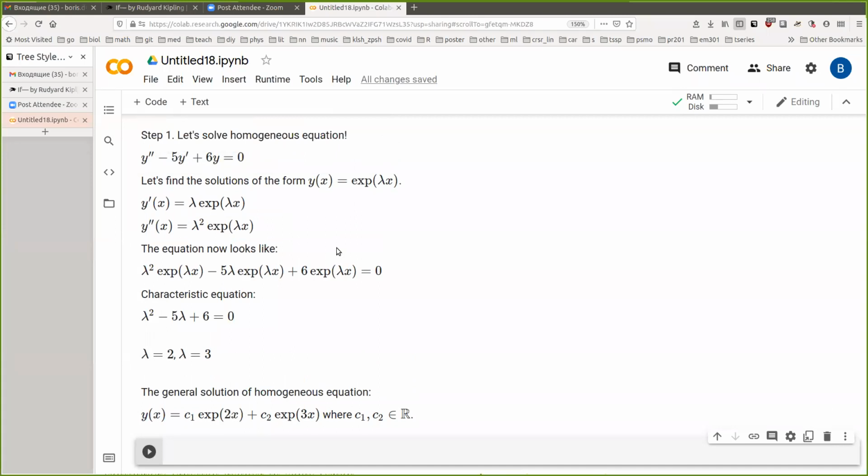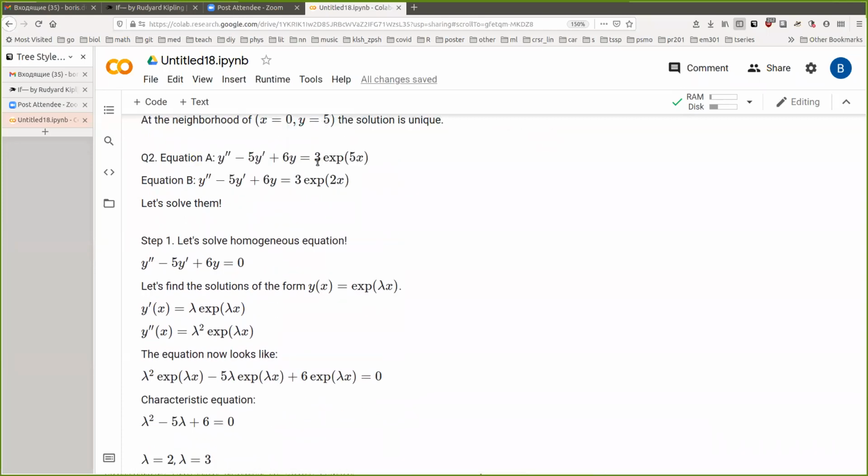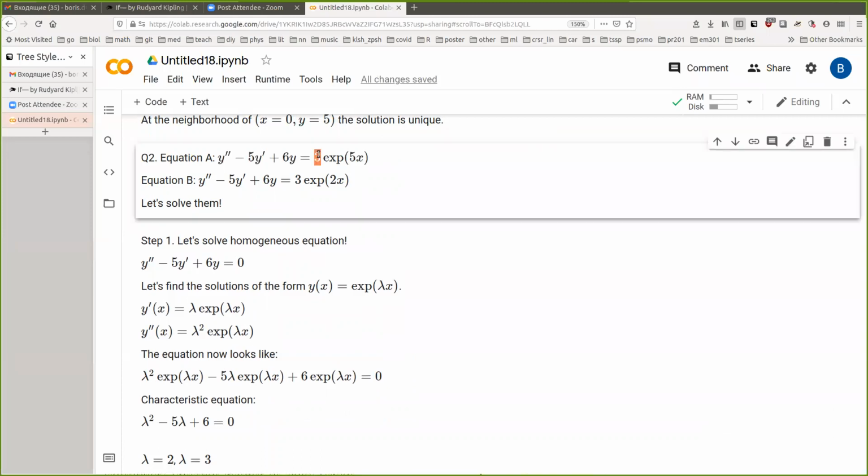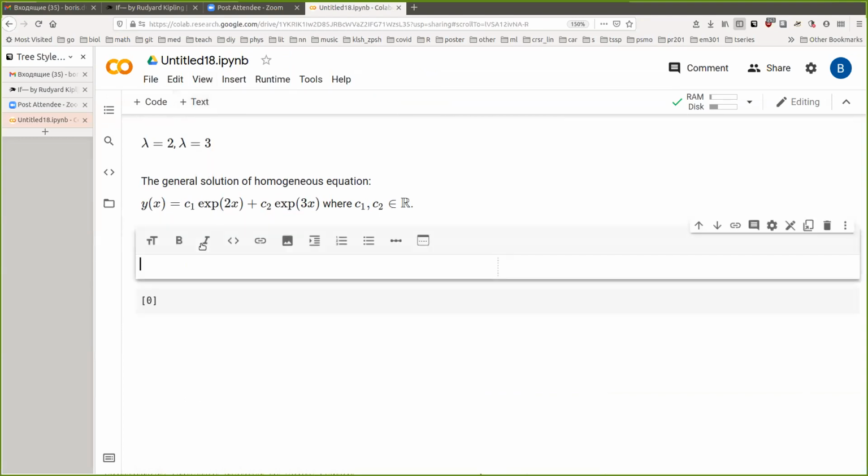Now, let's move on to the difference between two equations, because now we see that the right-hand side differs a little bit. In equation A, we have 3 exponent of 5x. In equation B, we have 3 exponent of 2x. Yeah? Let's solve the first one. So let's solve equation A.